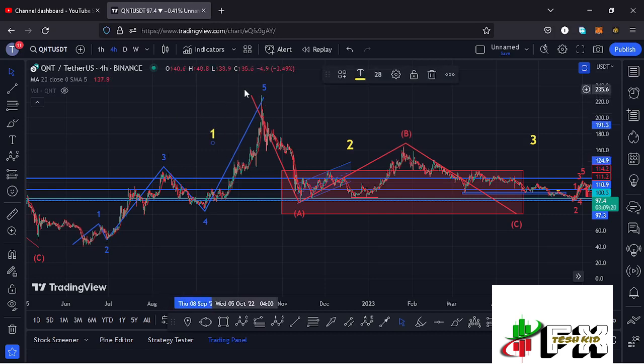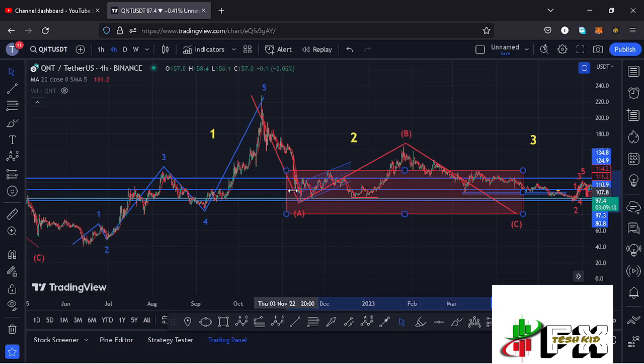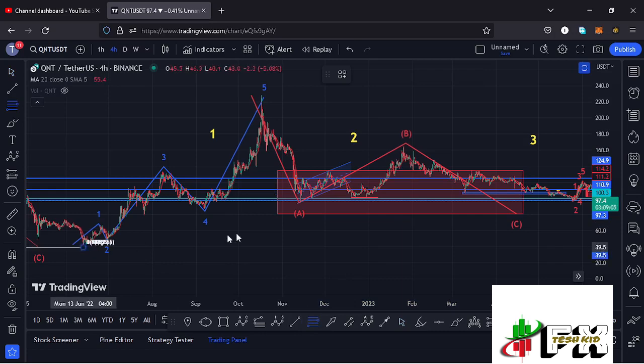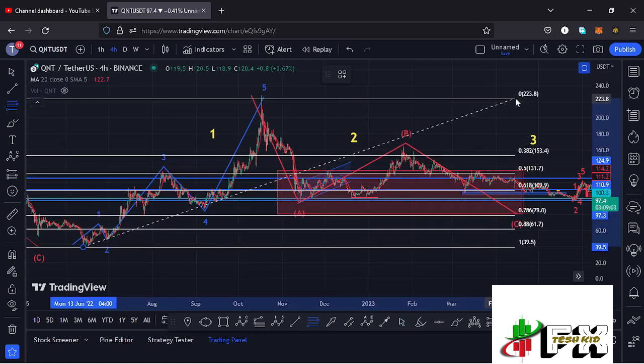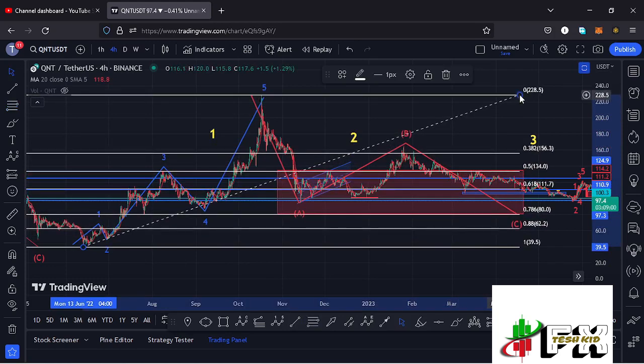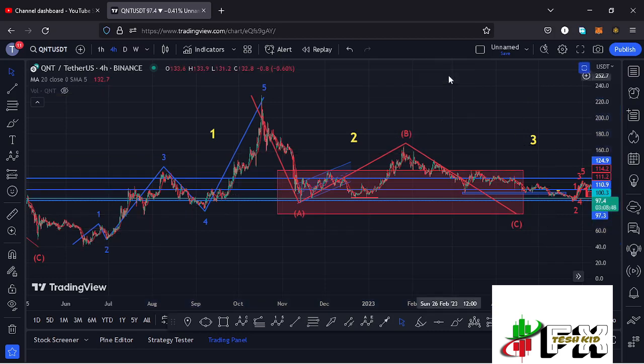Then we started a corrective structure in the formation of a larger Elliott wave count 2, whose minimum target areas I have highlighted on the charts using this red target area that I came up with by connecting the fibs from the low of the first wave to the high of that wave 1, giving me a minimum target area between the fib level 0.5 and the fib level 0.78, which is an area that lies between the $134 mark and the $80 mark, which is an area that we are yet to fully maximize.